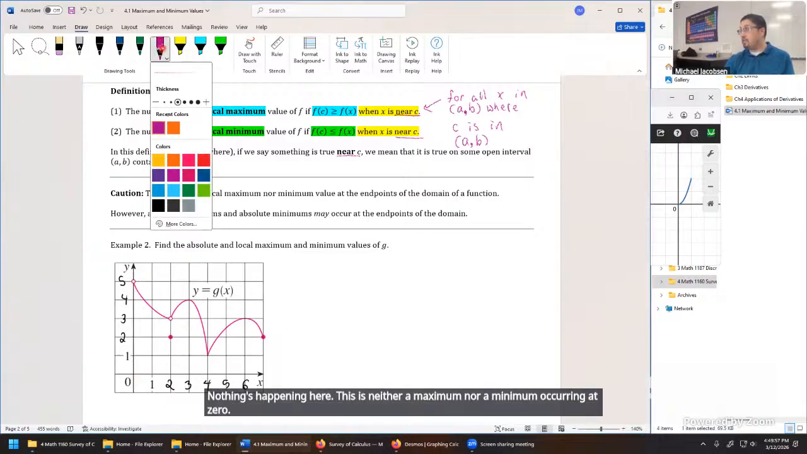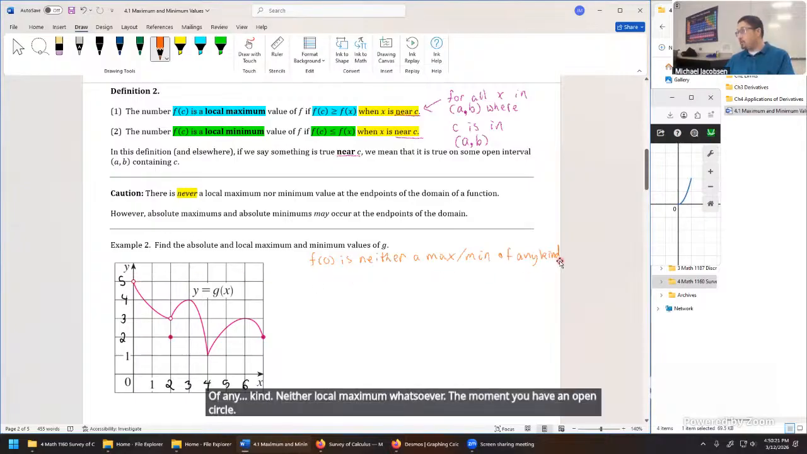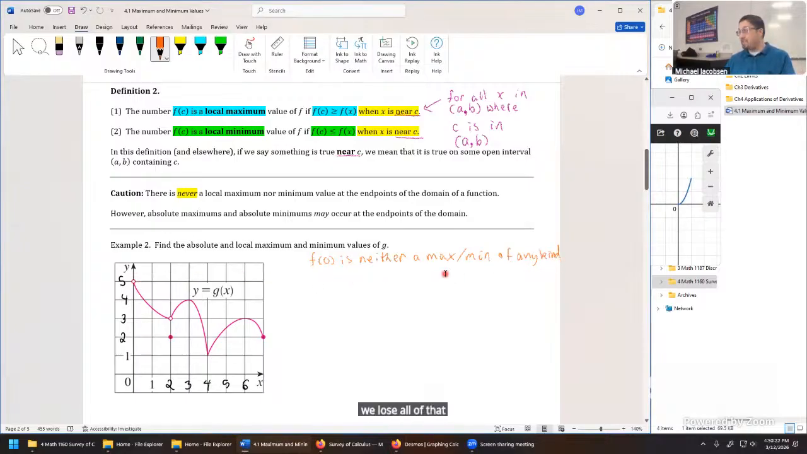So let's just put this down as a reminder. f at 0 is neither a max nor a min of any kind, neither local, maximum whatsoever. The moment you have an open circle, we lose all of that kind of information. No max or min there whatsoever.